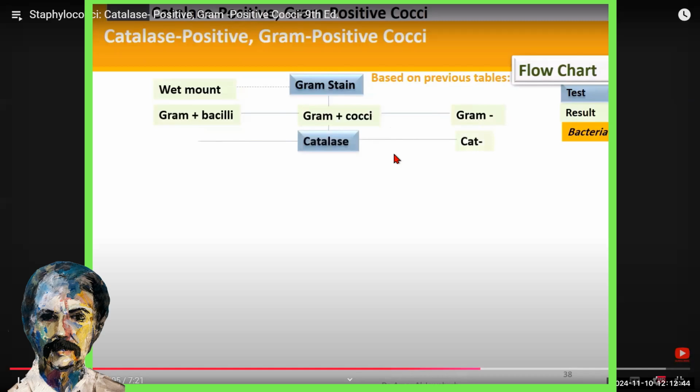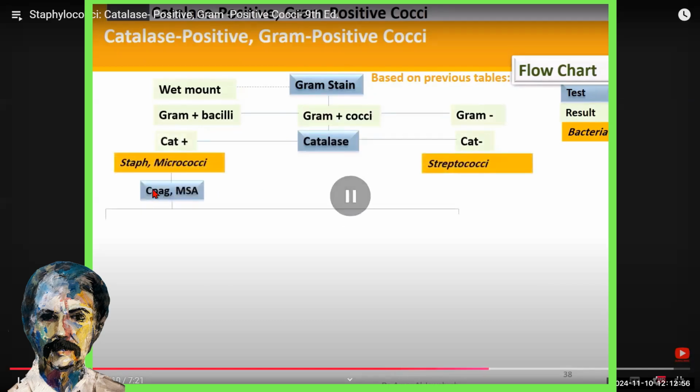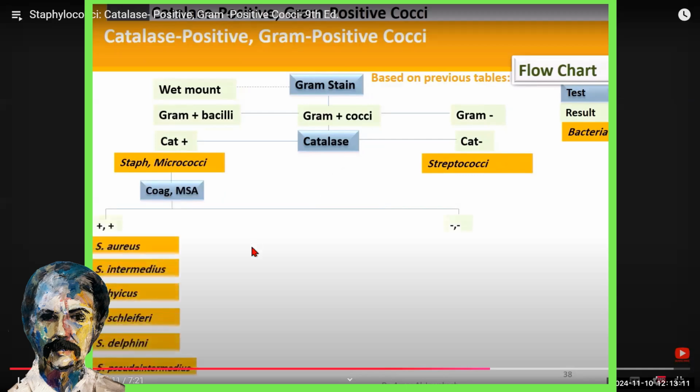Catalase negative, then this is what? Strep. Catalase positive, staph, or micrococci, to be honest. Here we make coagulase, and some people just make MSA, the culture plate. Red to yellow, then Staph aureus, and finished. Some people who don't have budget in their labs just do coagulase. And if coagulase is positive or MSA is positive, then it's S. aureus, which is the most pathogenic and the one we are interested in.